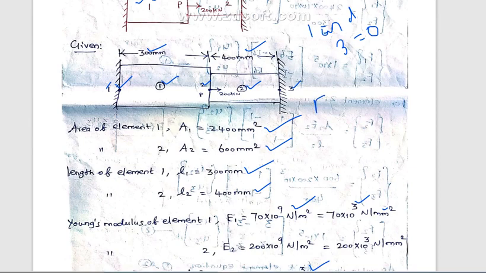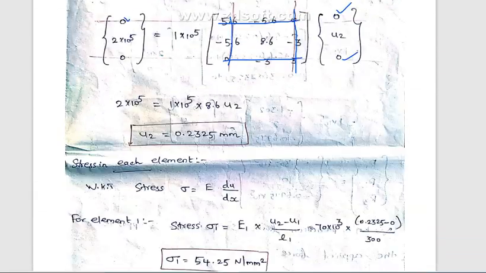Therefore F1 is equal to 0 and F3 is equal to 0. That's why you have to substitute 0, 0 here. Okay, so 0, 0 you have to substitute here.